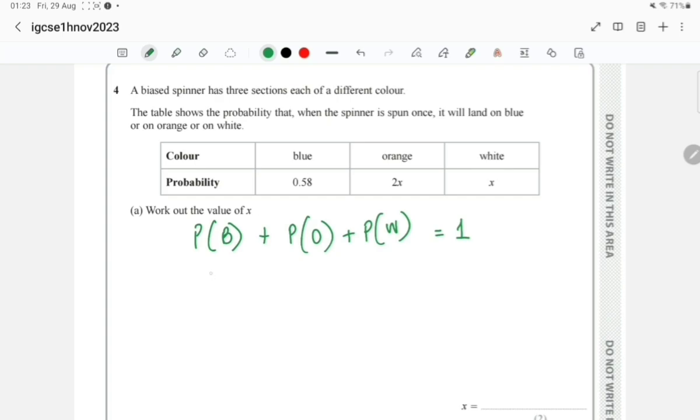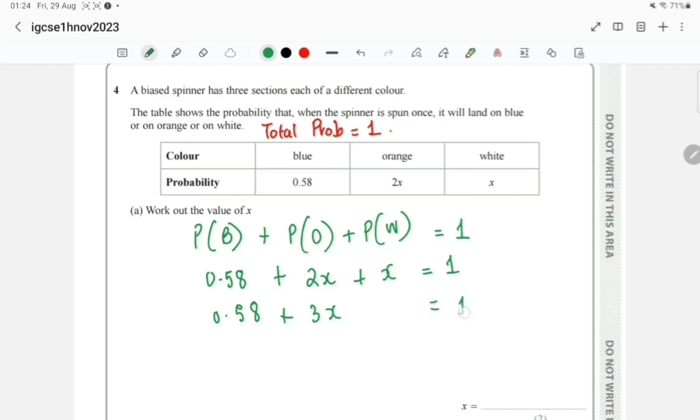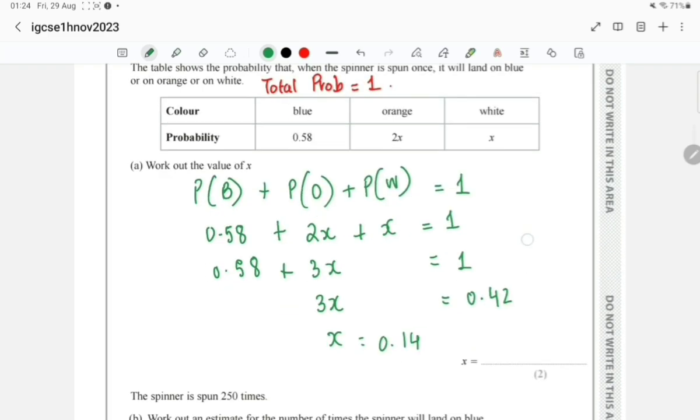So the probability of blue, which is 0.58, I will add that to the probability of the orange, which is 2x here, and probability of white, which is x, and this should give me 1. Now let's do this and try to solve the equation here. So 0.58 plus 3x will be equal to 1. So 3x will be equal to 1 minus 0.58, which would be 0.42. So x will be equal to 0.42 divided by 3, which is 0.14.